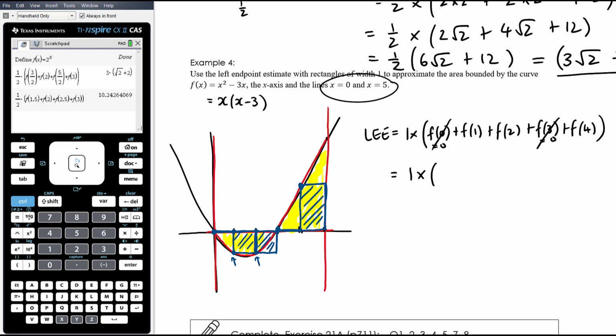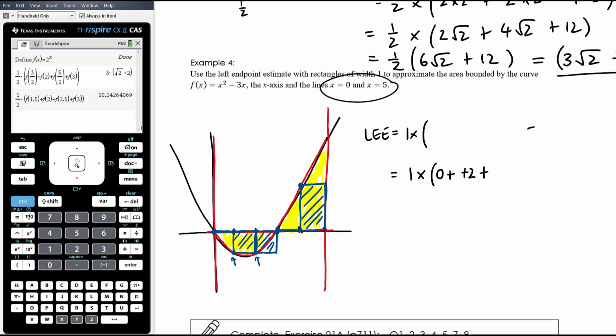So we have 1 times, it'll be 0 plus, now f at 1, so it's going to be 1 squared minus 3 times 1, so it's 1 minus 3, which is negative 2, plus, now the other thing is though, and we need to be a little bit careful here again, it's an approximation for the area. So actually, we don't want to use f at 1 here because f at 1 is negative 2 and that won't give us an area. We want to actually use 2. So we do need to be a little bit careful about this.